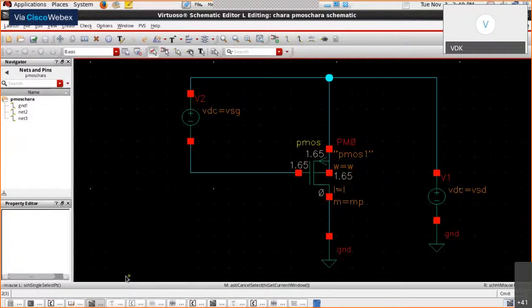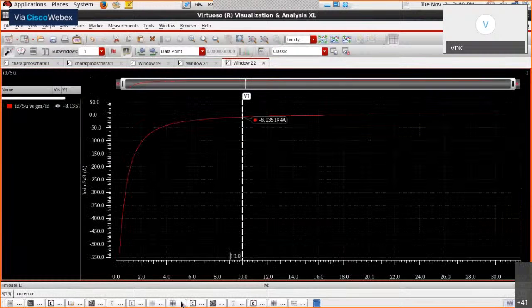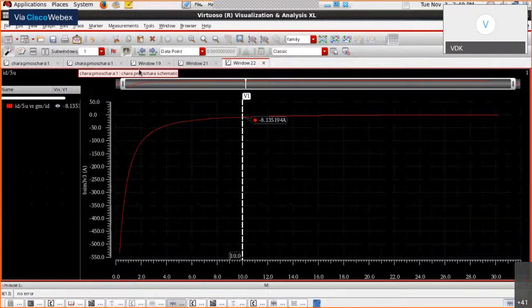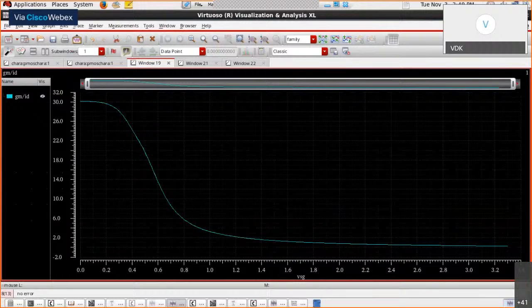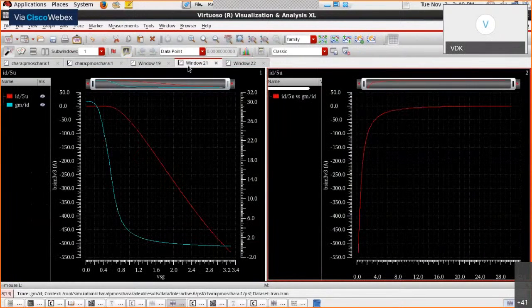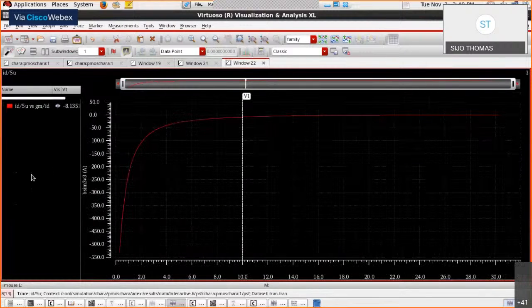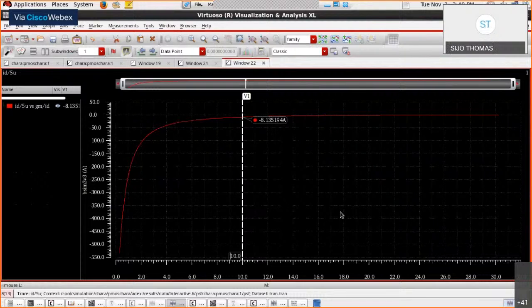When you load these curves, you can just load the gm over ID curve for 0.18 micron, and against that you plot the current density curve. Yeah, the final slide, the final one. Okay, so here what CJ has done is, instead of reading the source terminal current, here it reads the drain terminal current. So the graph is looking kind of turned.